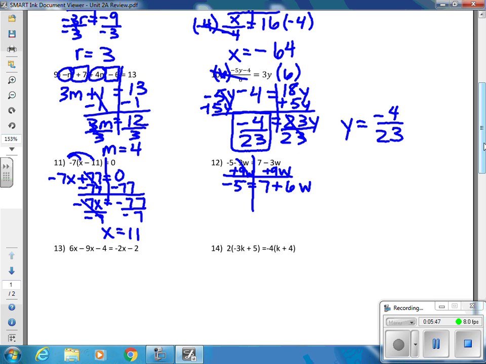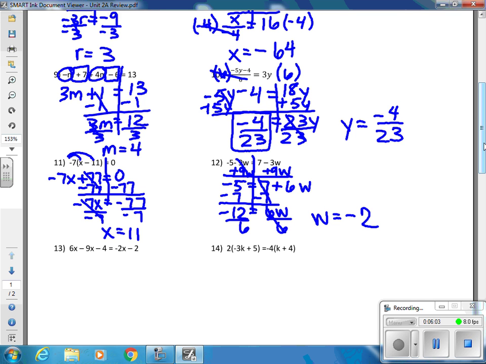And here we are right back at that two-step. To get rid of positive 7, you have to subtract 7 to the other side. Negative 5 minus 7 is negative 12 equals 6w. To get rid of 6, you want to divide by 6, and that leaves you with w equals negative 2.